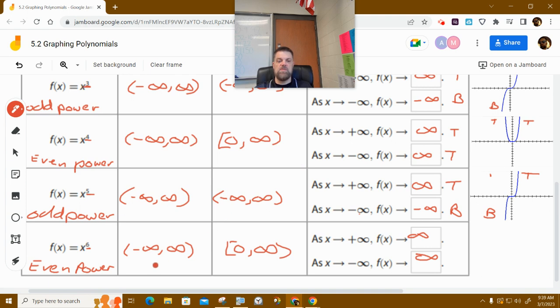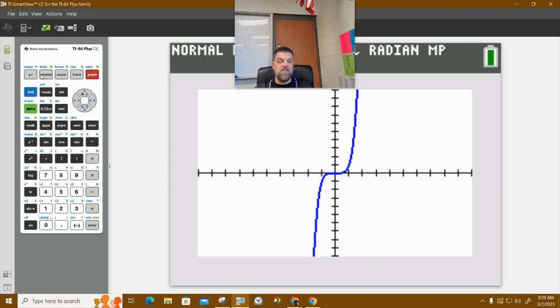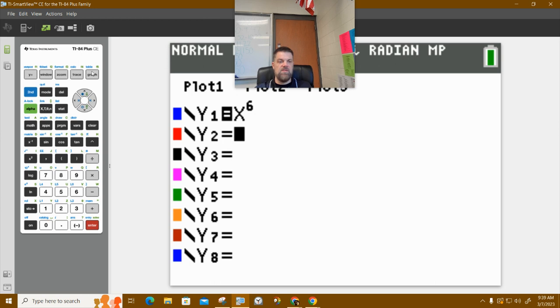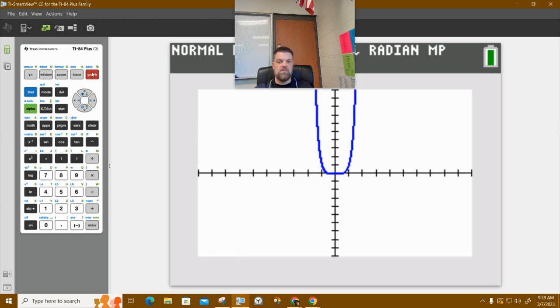So based on the pattern, the student said it should be U-shaped. The domain should be this. The range should be this. And as x approaches positive infinity, f of x approaches positive infinity. As x approaches negative infinity, f of x approaches positive infinity. It will be U-shaped. It'll just be a little bit wider. Okay. So let's look at that. So hit y equals. Change that to 6. And let's graph it.